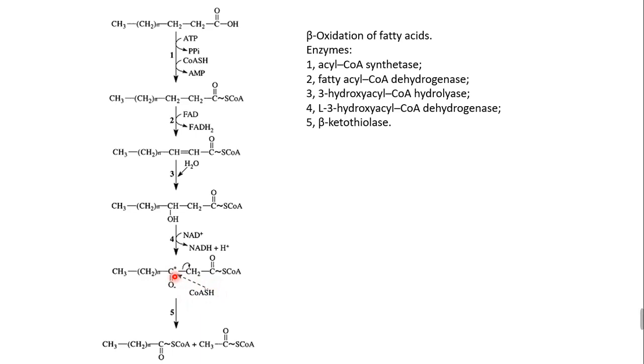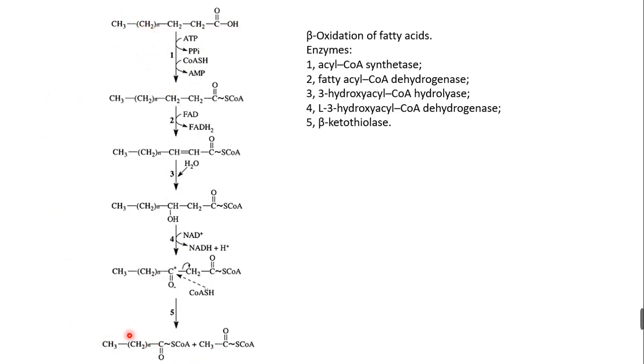Again, the energy liberated by breaking this bond is used for making this bond, that is acyl-CoA. So now two carbons are removed. Again, this will enter into another cyclic pathway. So each and every time two carbons are released.